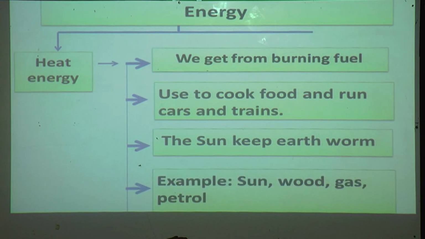Example: sun, wood, gas, petrol are examples of heat energy. Once again I will read. Sun, wood, gas and petrol are some examples of heat energy.